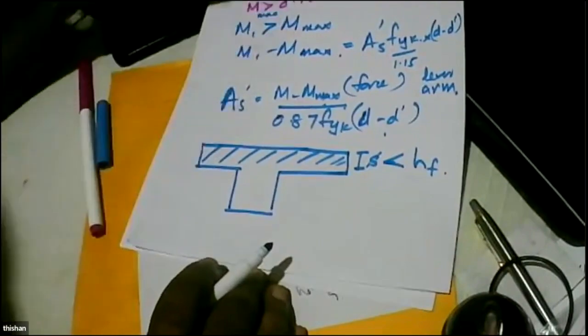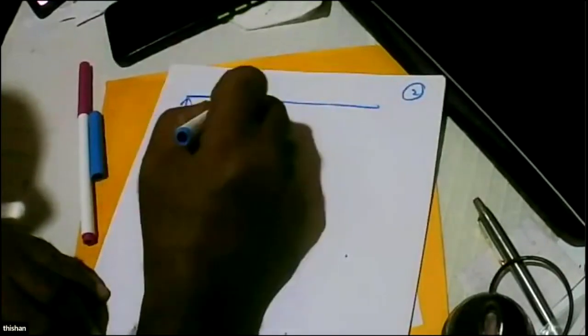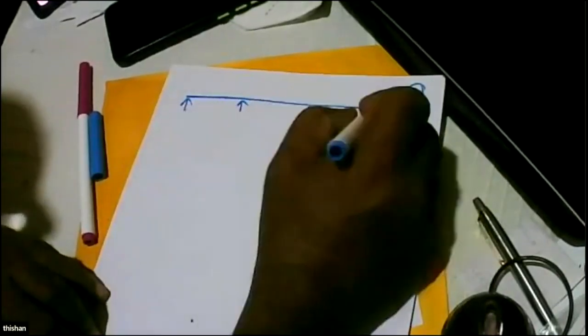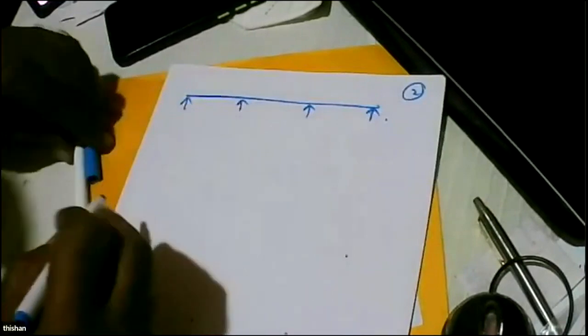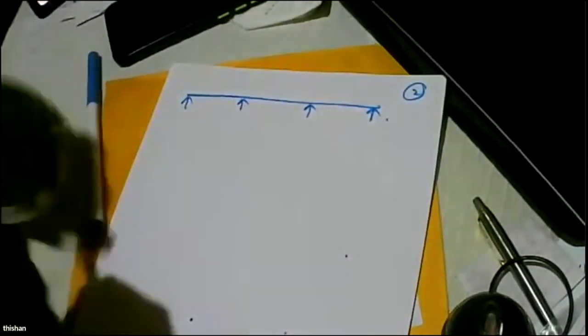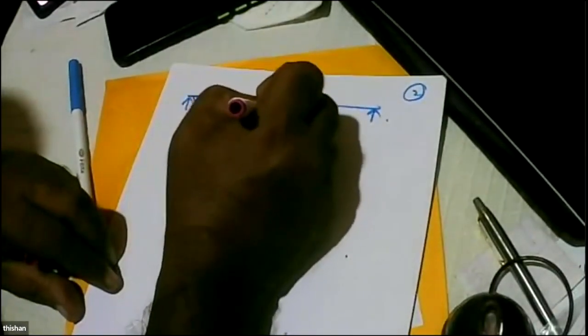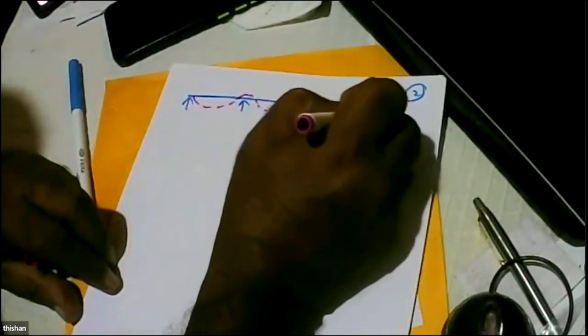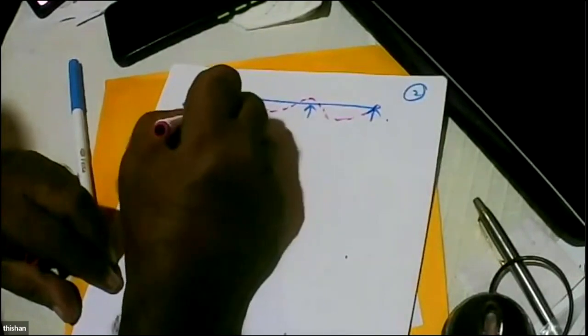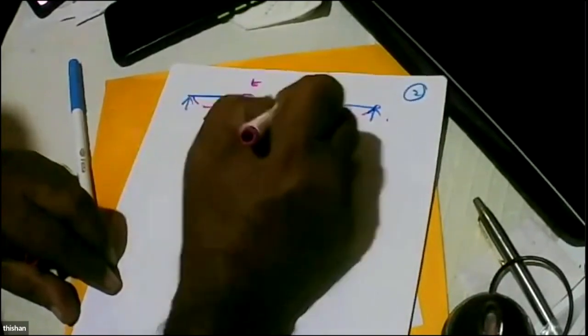Now the question. We have a continuous beam. So how does it deform? It deforms like this. So here, tension in the bottom, tension at the top, tension in the bottom, tension at the top, tension in the bottom.